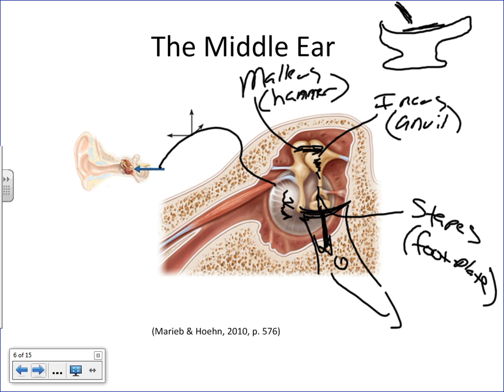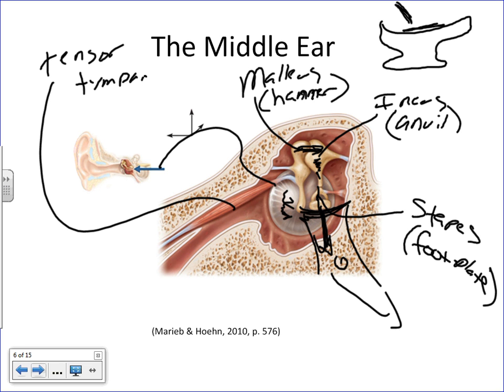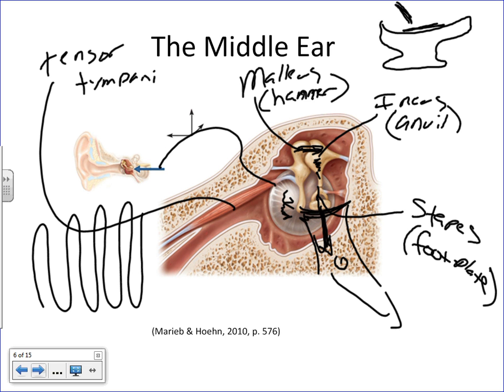All right, and then this right here is what's called the tensor tympani muscle. That's a muscle we use to protect the eardrum. Essentially, when we're exposed to really high frequency sound waves, so high frequency versus low frequency, the higher the frequency, the more energy.